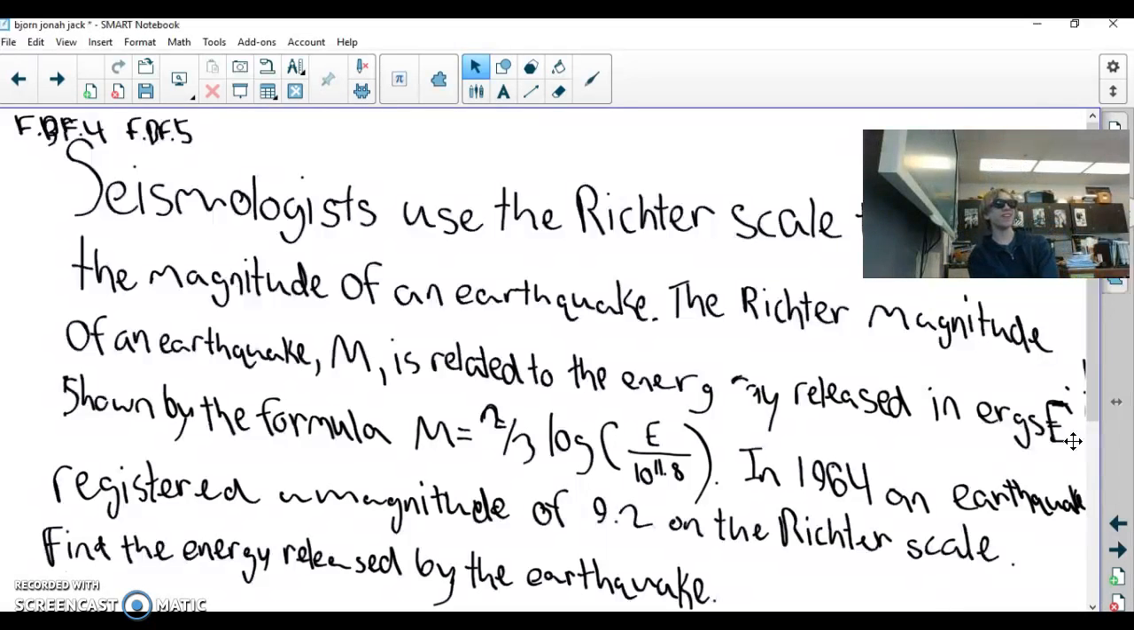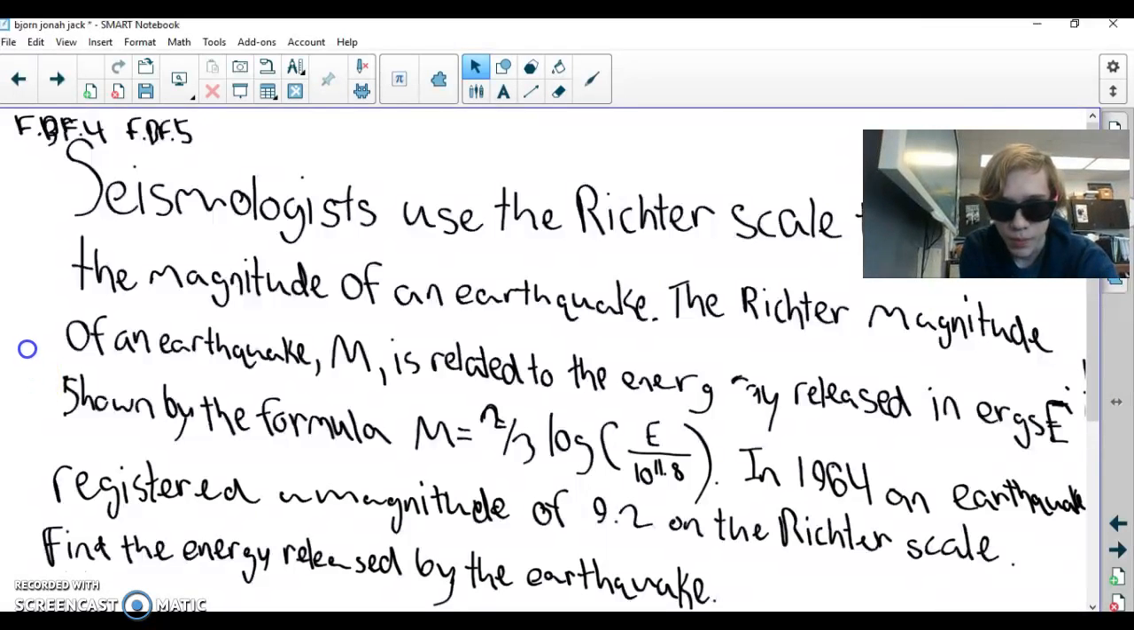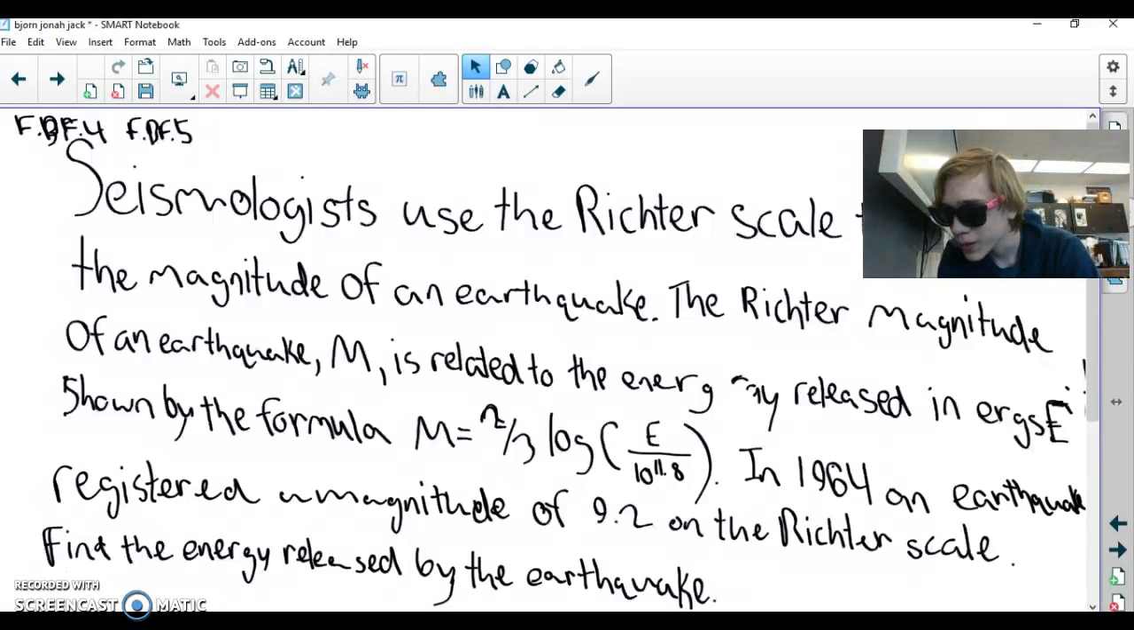Shown by the formula M equals 2 over 3 log E over 10 to the 11.8 power. In 1964, an earthquake registered a magnitude of 9.2 on the Richter scale. Find the energy released by the earthquake.